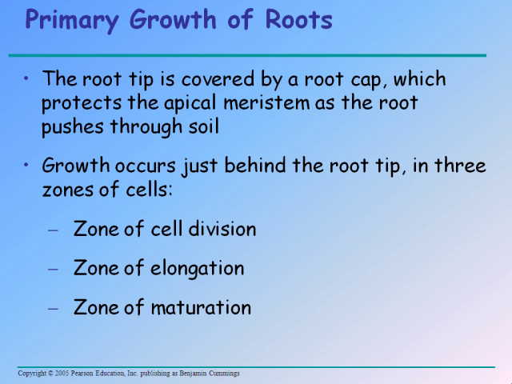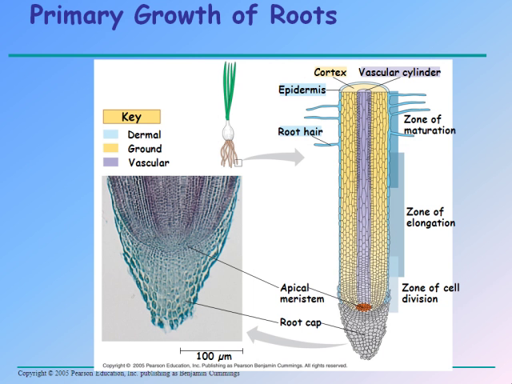Zone of division, rapid mitosis; zone of elongation; and zone of maturation, where differentiation occurs. So here is the root cap, which protects this apical meristem here. Here a lot of mitosis is going on. Here it's gaining growth, the zone of elongation. And here is the zone of maturation, where root hairs extend, and this increases absorption area.